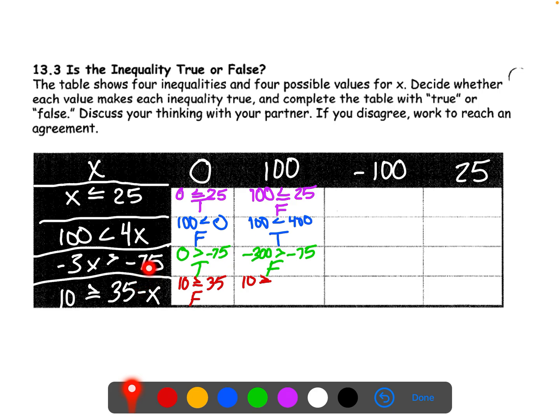Now, think about this. I could calculate this, but I don't have to know exactly what the value is. If I'm taking 100 away from 35, it's going to be negative something, and a negative number is definitely going to be smaller than 10. 10 is going to be bigger than any negative number I come up with here. So even without calculating, I can see that's a true statement. Now, would you go ahead and fill in the columns for the possible values of x as negative 100 and 25?